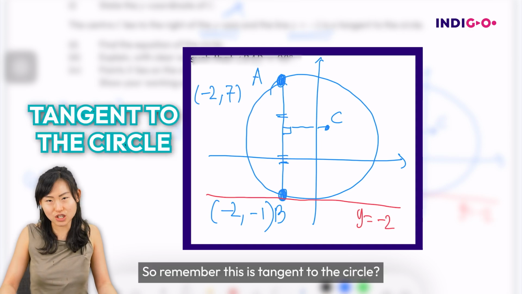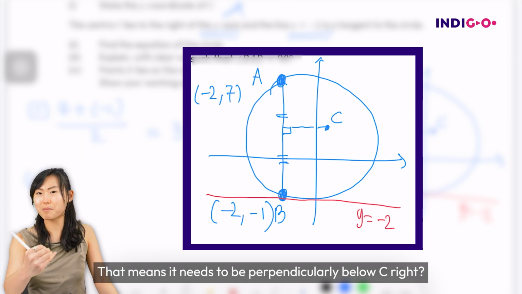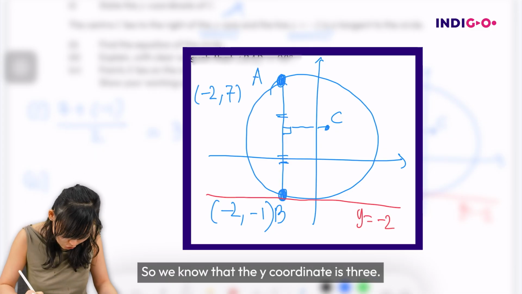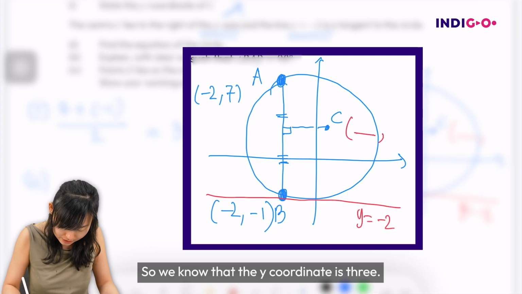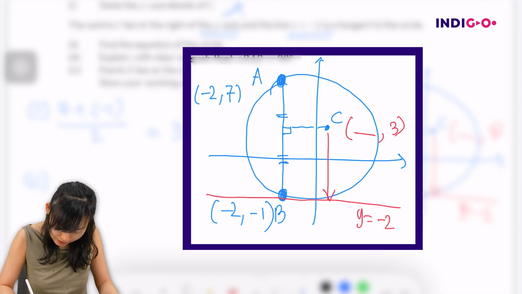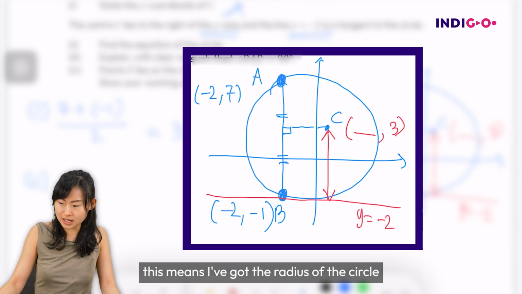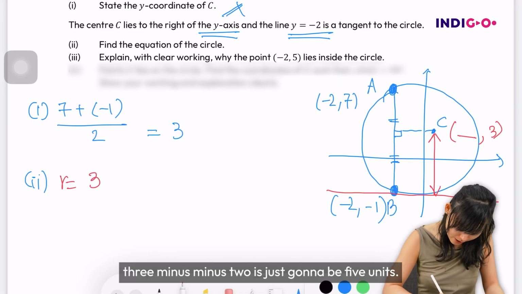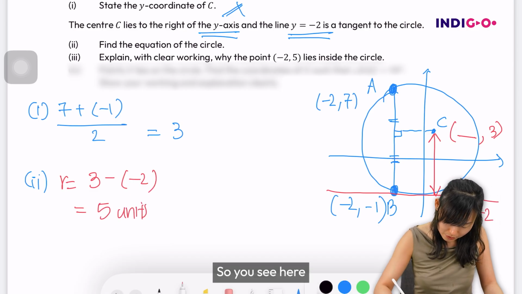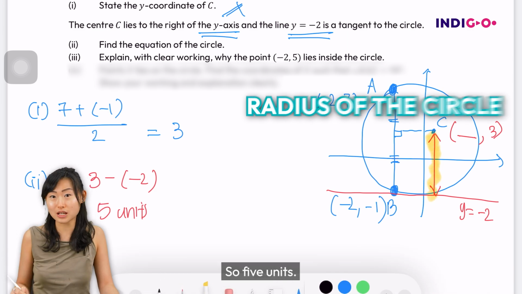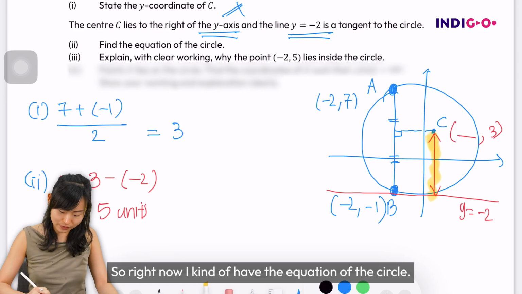Remember, if it's tangent to the circle, that means it needs to be perpendicularly below C, which is the center of the circle. We know that the y coordinate is 3. So if I go downwards this way, I've got the radius of the circle r equals 3 minus -2, which is 5 units. You see here, this one is the radius of the circle, so 5 units. So right now I kind of have the equation of the circle.